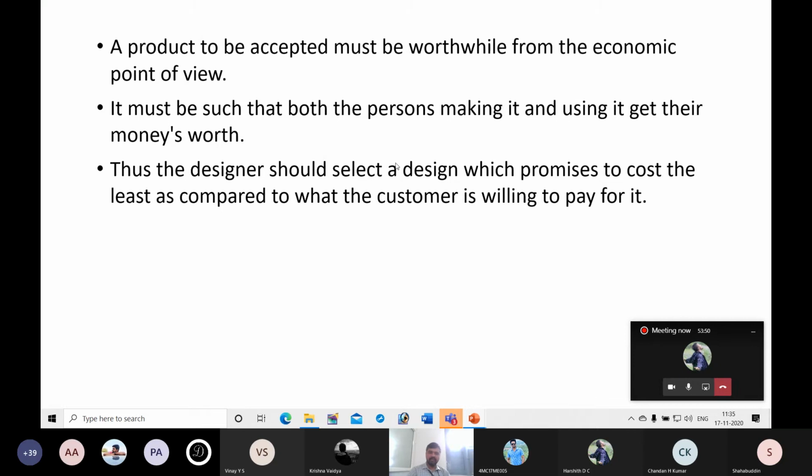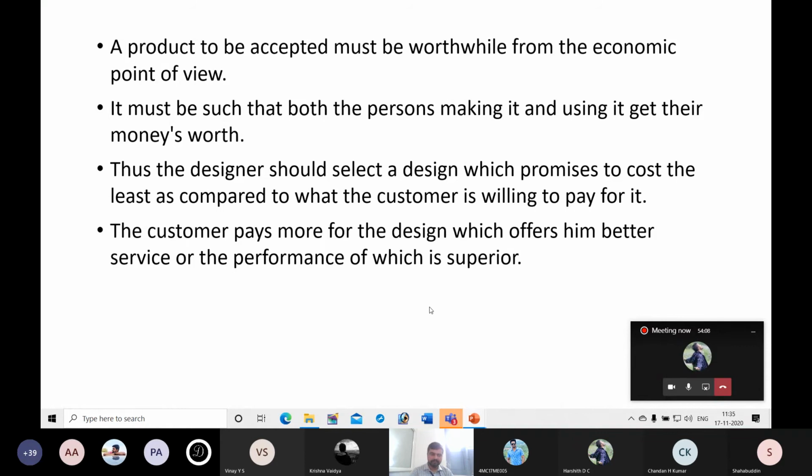And if you go for fixing a higher price, the problem is competition in the market, and the customer will choose your competitors if the cost of the product is more and the quality or performance of the product is the same. If the cost is high, no one will choose your product. The customer pays more for the design which offers him better service or whose performance is superior.